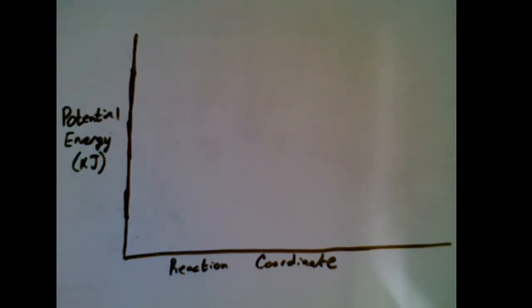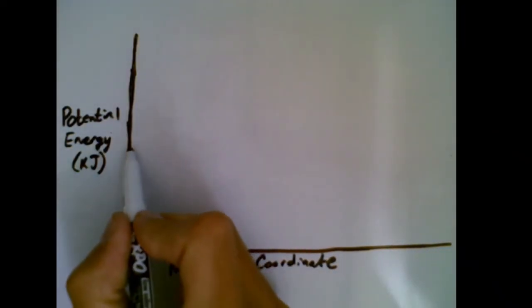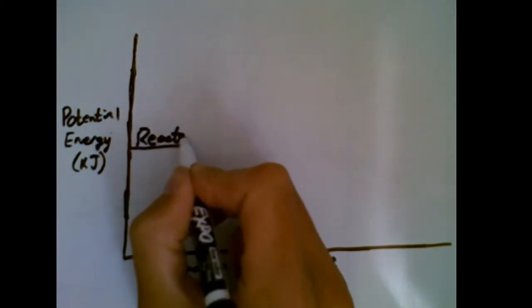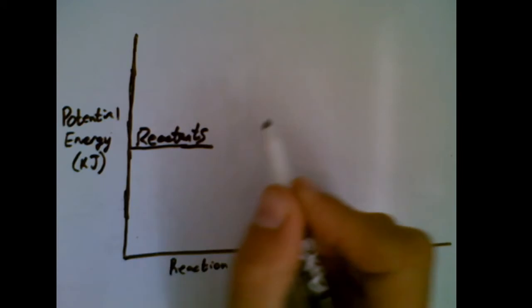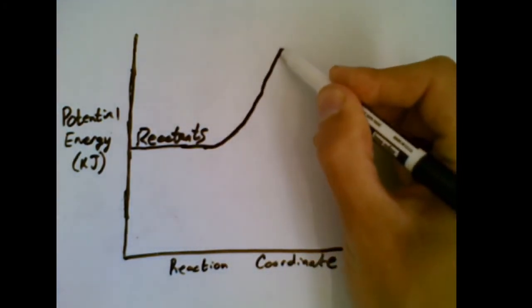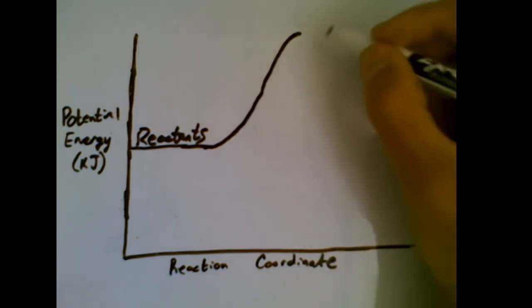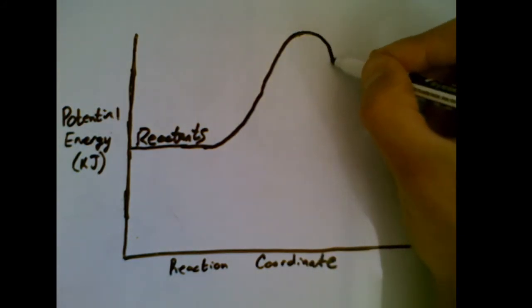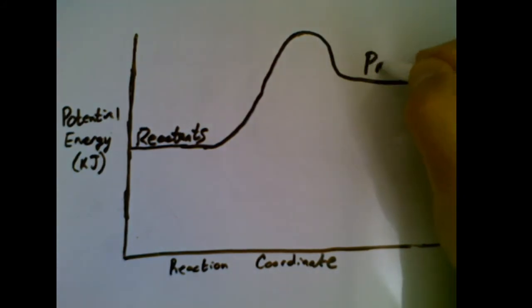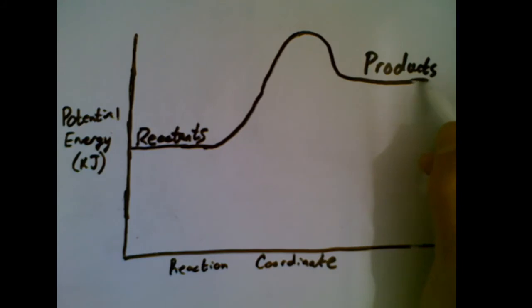So in an endothermic reaction, you would still have your reactants starting above zero at some point, and you are still going to have them take in energy until they reach a transition state. But when they decrease in energy, the products will actually be at a higher level than the reactants were.